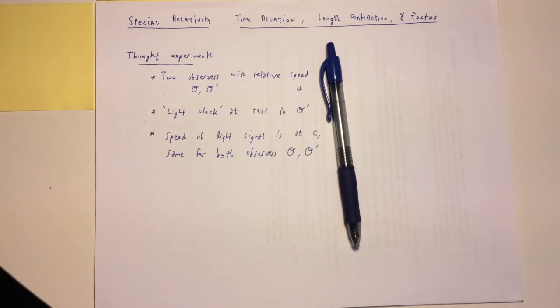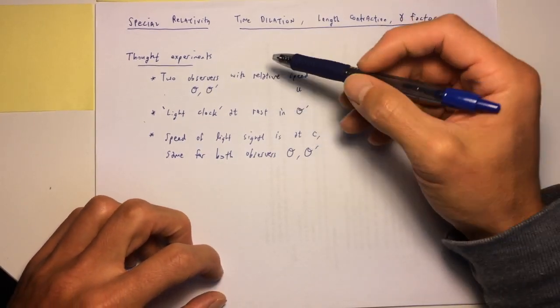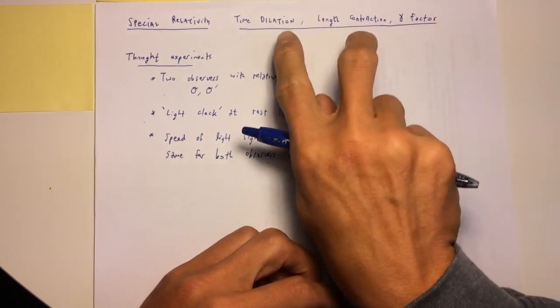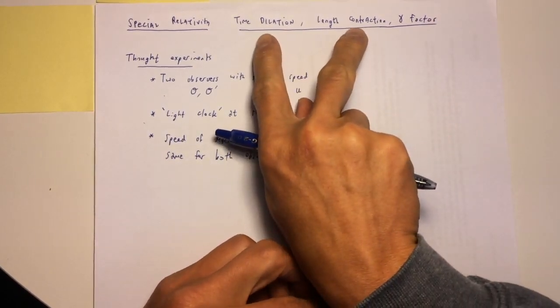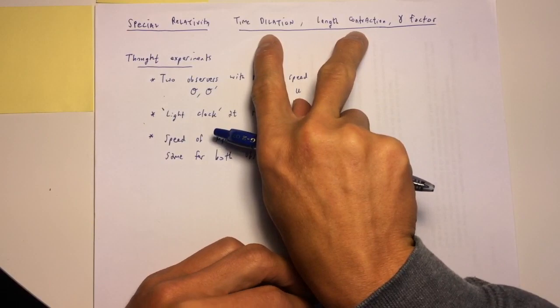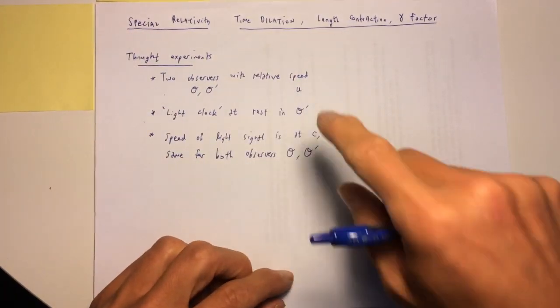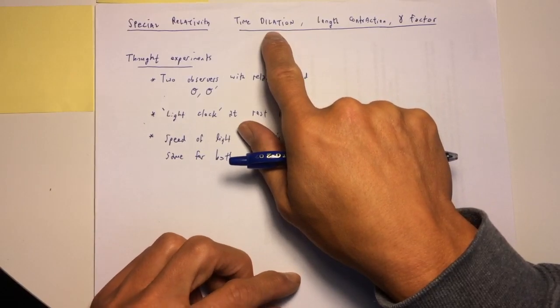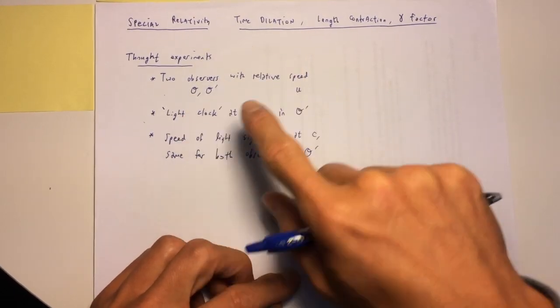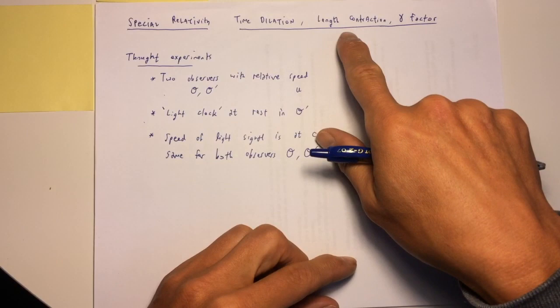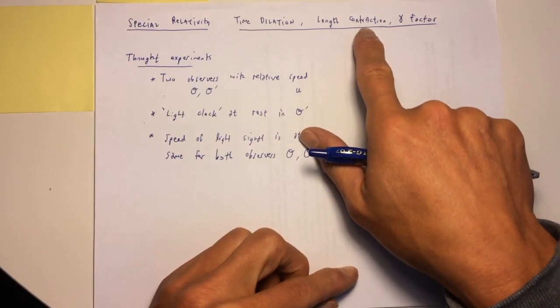So let's see how we can get these two famous conceptual conclusions that occur inside of special relativity. The first one I'll show you is called time dilation, and the second one I'll show you is called length contraction.